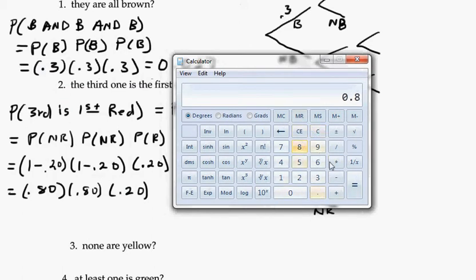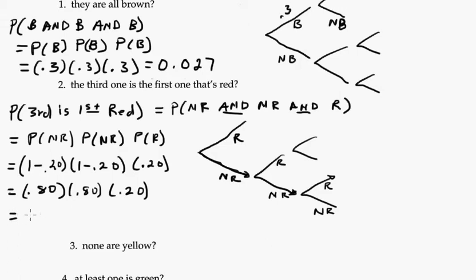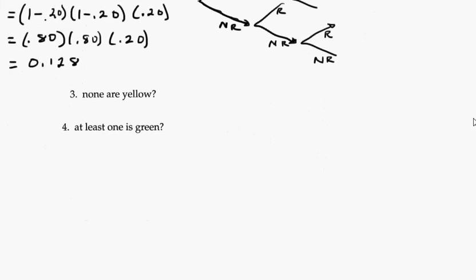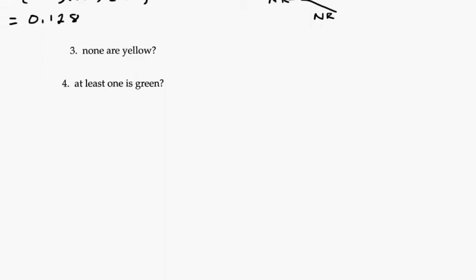So 0.8 times 0.8 times 0.2, 0.128. Okay, so 0.128. Alright, so last one. Oh, I guess there's two more. Let me cut this.